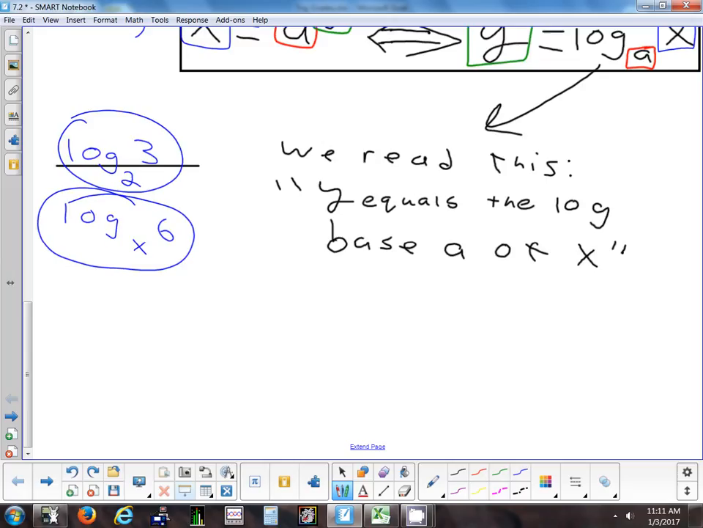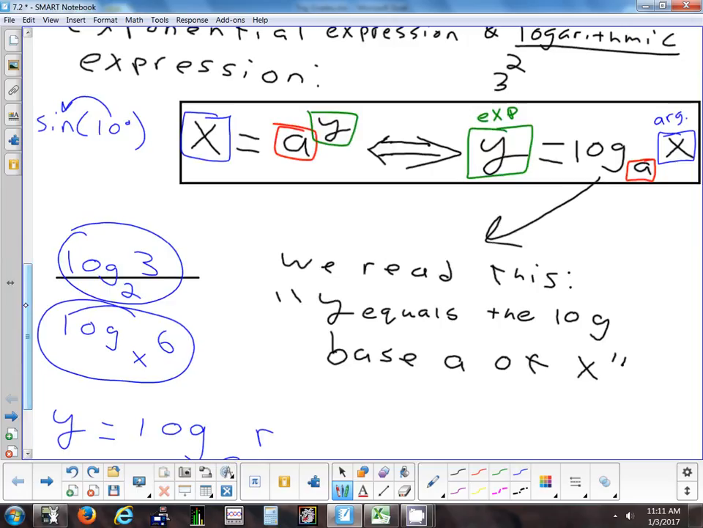How about... Skylar, how about that one? How would you say that one? Y equals the log base A of R. Perfect. Y equals log base A of R. Okay, any questions on how you write it on paper or how you pronounce it?